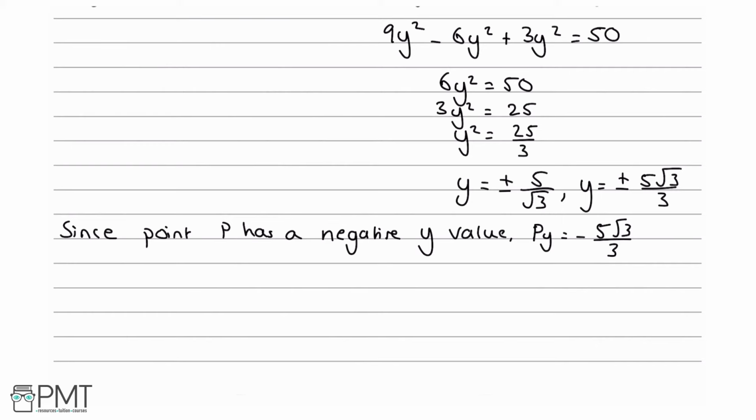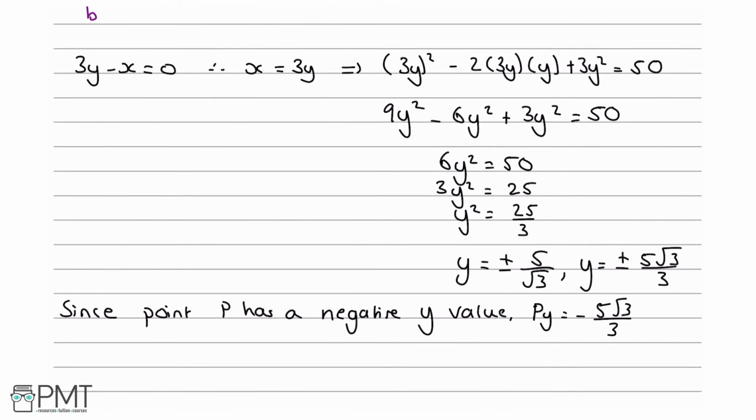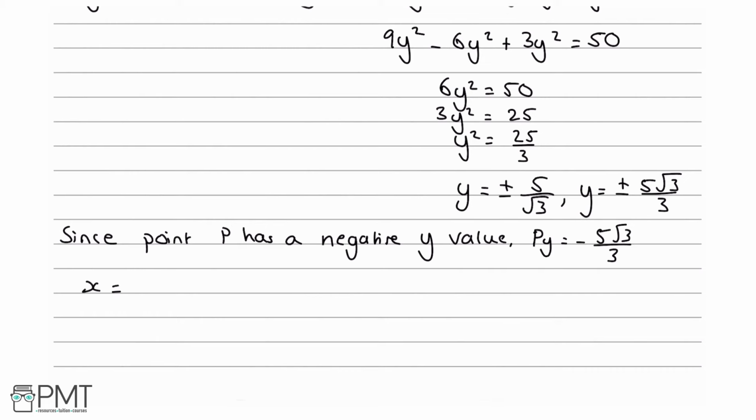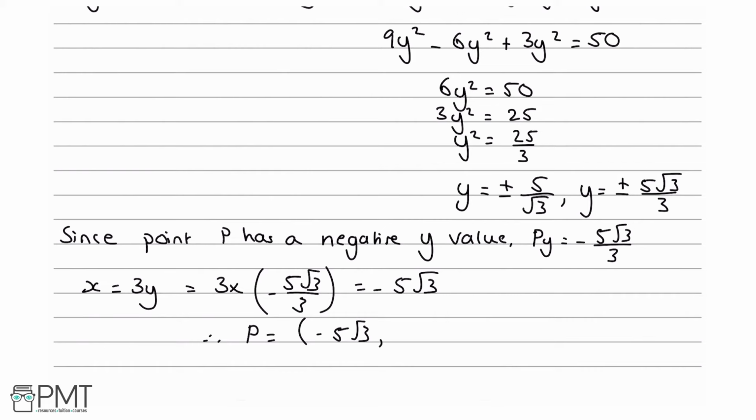The final step is to find our x coordinate, and we know that x equals 3y. So all we need to do is 3 times, in brackets, minus 5 root 3 over 3, and this equals minus 5 root 3. Finish it off by writing it nicely and neatly. Therefore, point P equals minus 5 root 3, comma, minus 5 root 3 over 3.